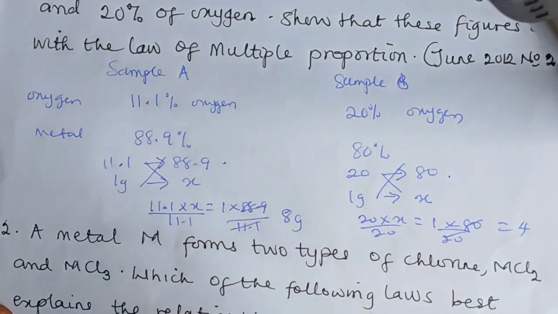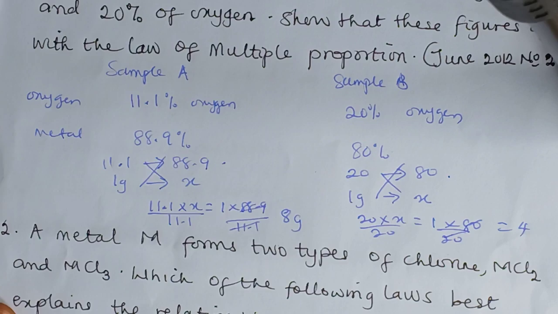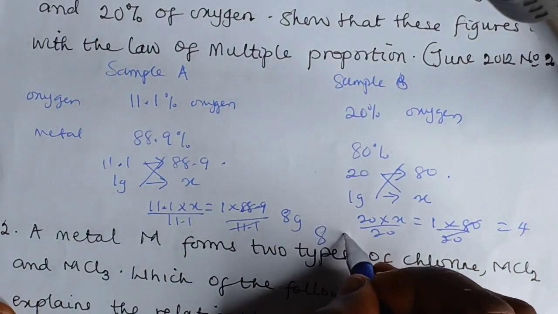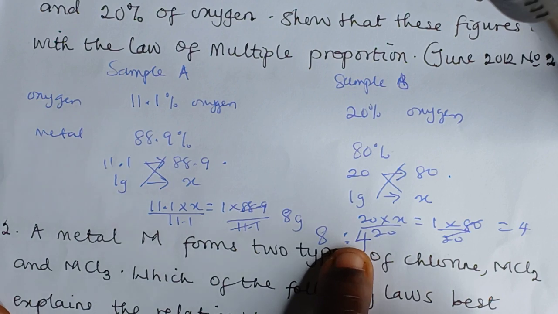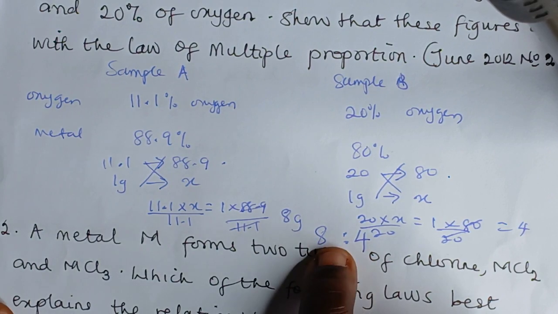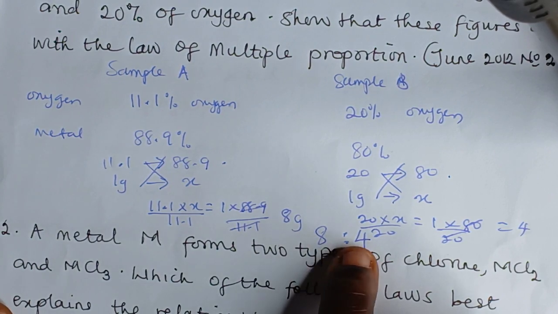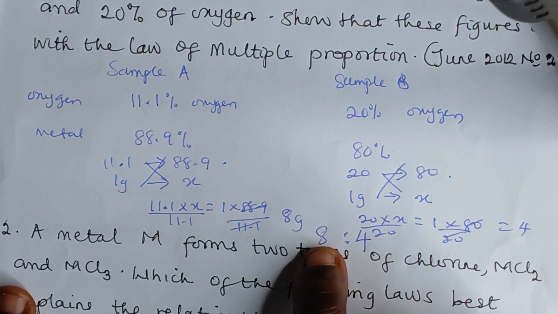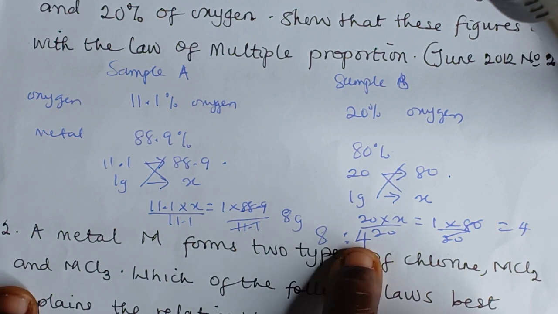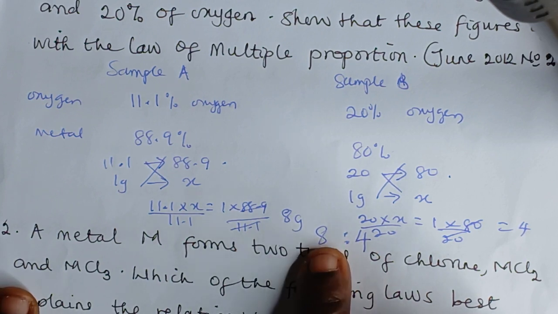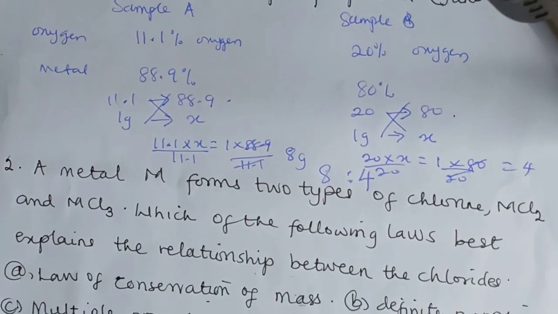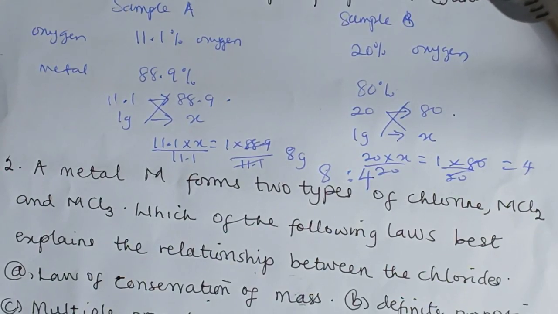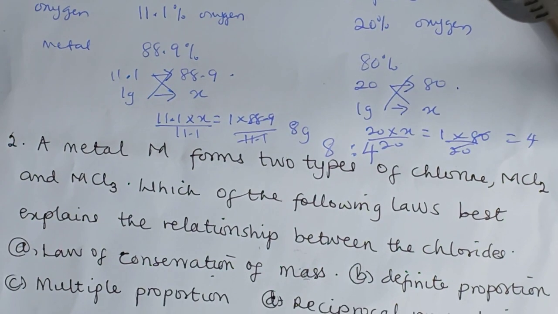So we can see here that sample A actually contains 8 gram, while that of B contains 4. You can see that these are in what? A kind of multiple proportion, like a simple whole number ratio, 2 to 1, and they are multiples. The first one is a multiple of the second one. So this calculation actually backs up the law of multiple proportion. And that leads us to the second question.